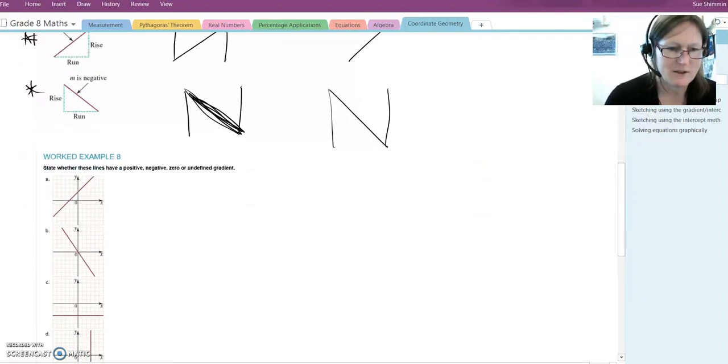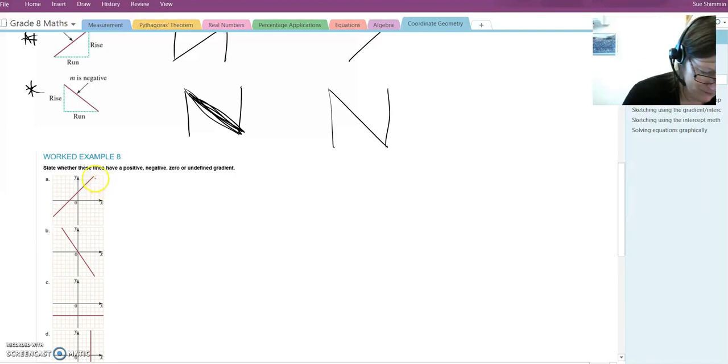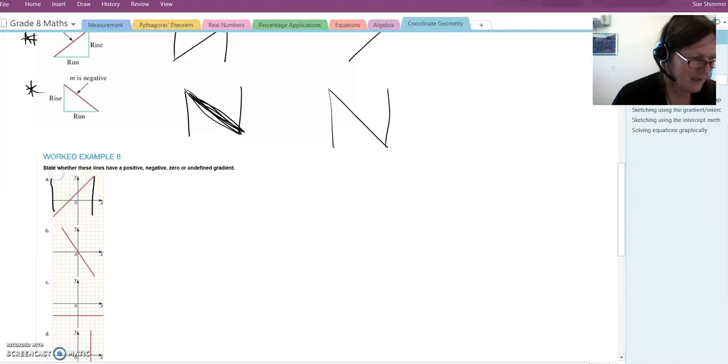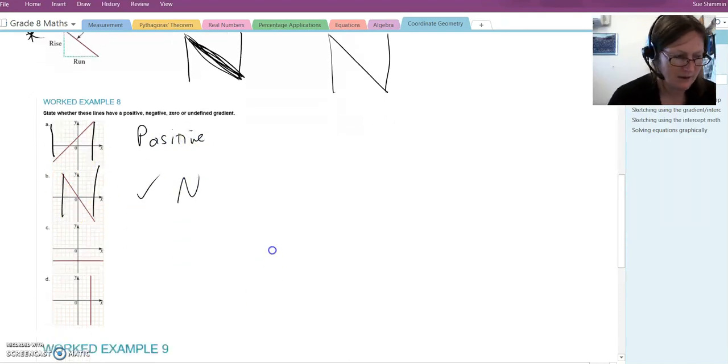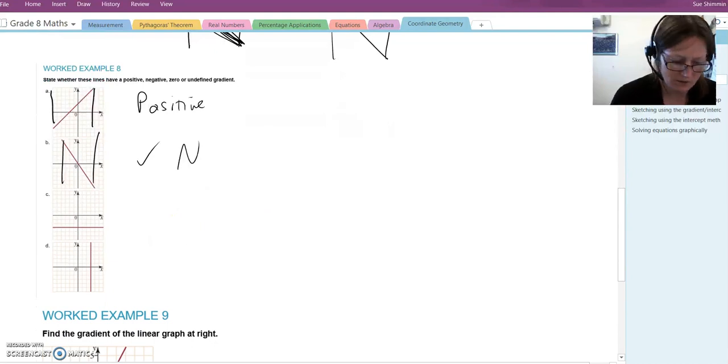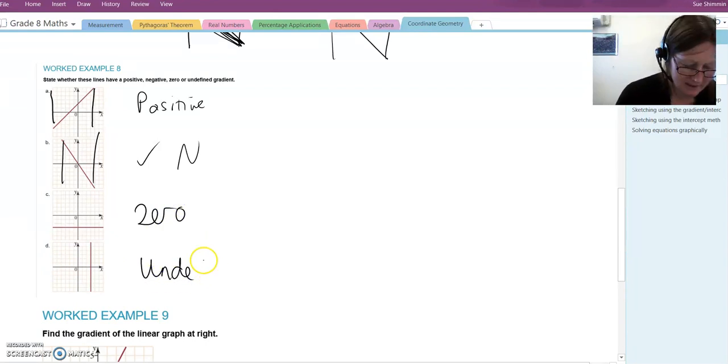So for these questions, state whether these lines have a positive, negative, 0 or undefined gradient. Does that make a letter N? No. So that one is the positive gradient. Does this make a letter N? Yes. So it's the negative gradient. And remember, a horizontal line we say is a 0 gradient, and a vertical line we say is undefined or infinite gradient.